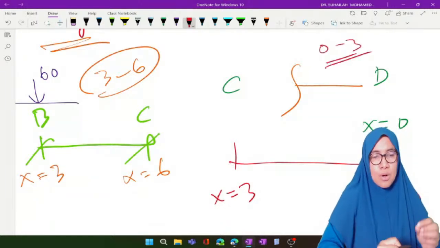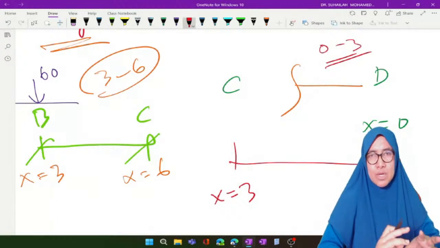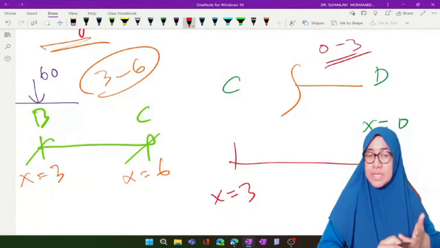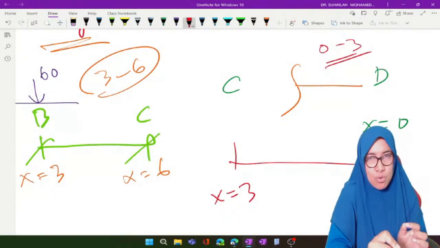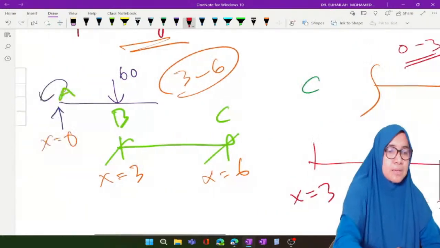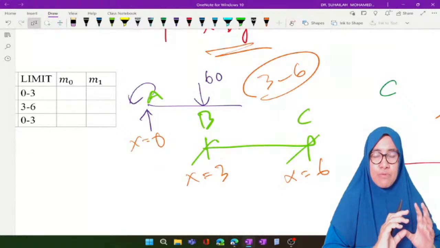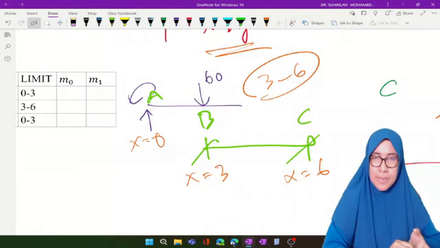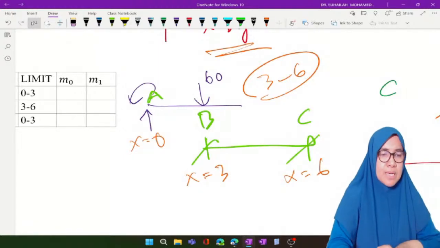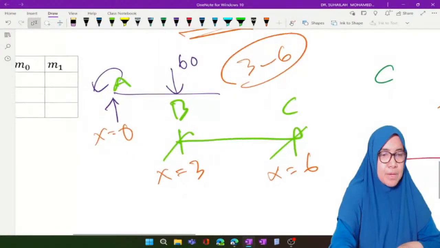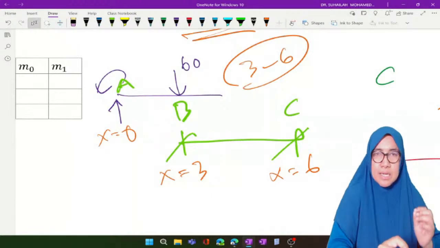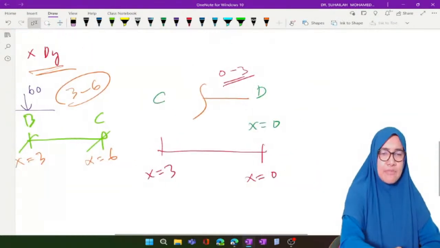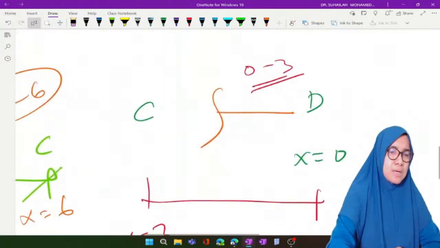So in short, when we want to write the moment equation for CD, if C or D is the origin, we always have 0 to L. But for BC with origin A, we cannot start the limit from 0. We must understand this diagram, because the limit is 3 to 6. And be careful with the sign convention as well.